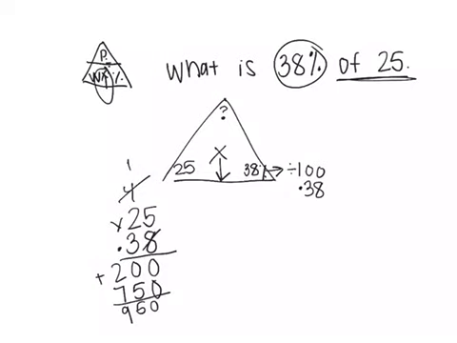So my answer is 950, but it's not because I have a decimal. So I need to count my digits after the decimal, or remember your dad. You've got 2 digits after the decimal in your problem. Therefore, you need 2 digits after the decimal in your product. So my part in this case is going to be 9.5. So that's my part. That's 38% of the whole 25.